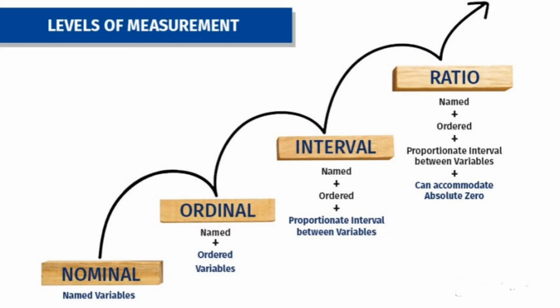Let's have a diagram showing all the four scales of measurement, all the levels of measurement. The first one is nominal. Nominal has named variables, categorized. Then for ordinal, they can be named and then ordered variables. Then for interval, they can be named, ordered, and have proportionate interval between the variables. And then lastly, ratio, they can be named, ordered, have proportionate interval between the variables, and can accommodate an absolute zero. So those are the four levels of measurement, or the scales of measurement: nominal, ordinal, interval, and then ratio.